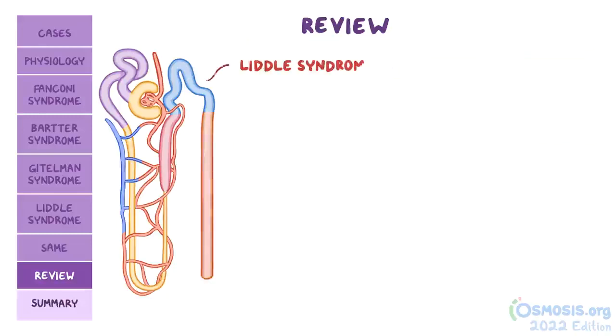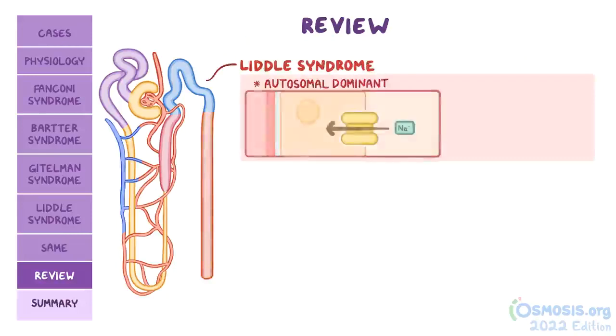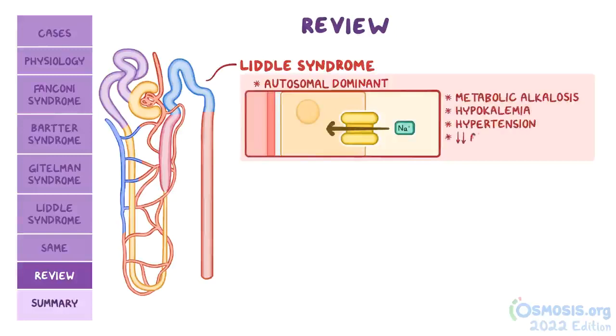Then there's Liddle syndrome, which is an autosomal dominant disorder where there's increased sodium reabsorption in the collecting tubules, leading to metabolic alkalosis, hypokalemia, hypertension, and low levels of aldosterone. Treatment here relies on amiloride.